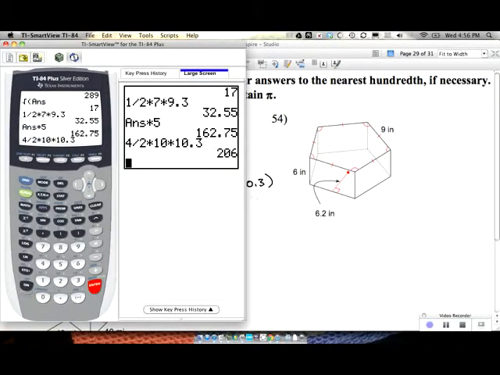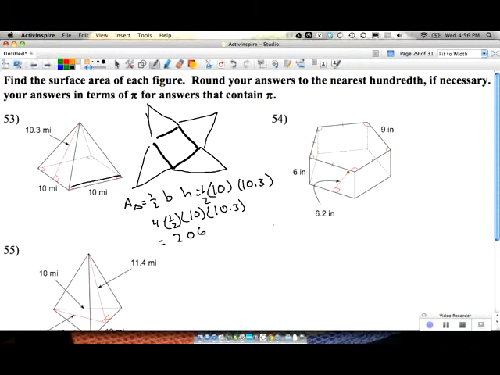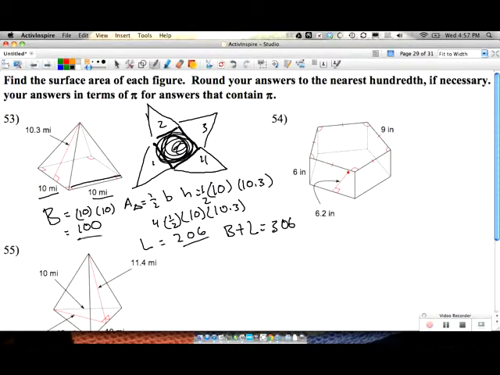So that counted 1, 2, 3, 4 triangles, but now we need this square in the middle. But that square is pretty easy. It's 10 by 10. So that base area is equal to 10 by 10, which in this case is just 100. So we're going to have the base plus the lateral area equals 306, because it's 206 plus 100. So that's what we were really looking for.